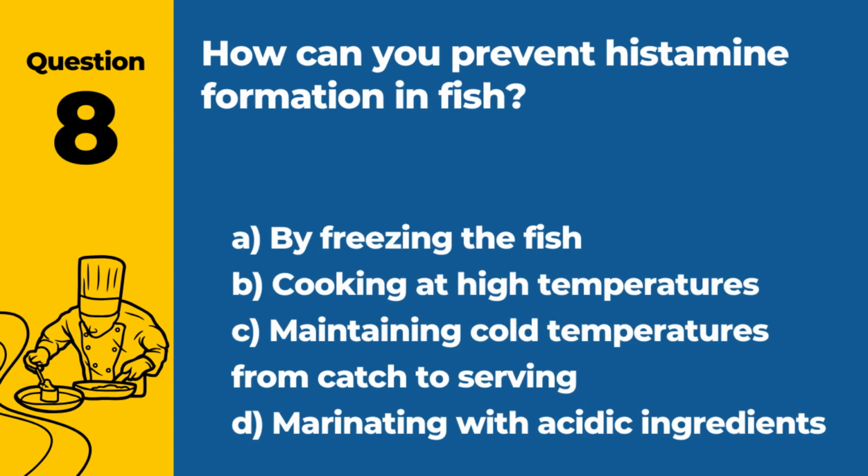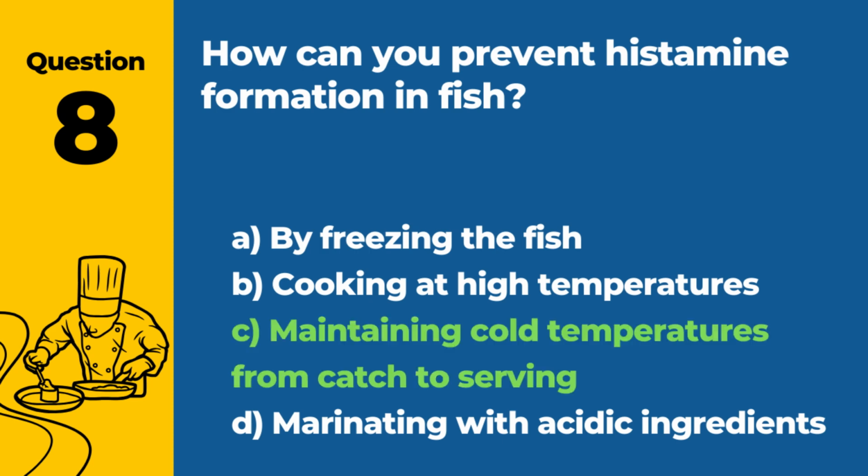Question 8. How can you prevent histamine formation in fish? A. By freezing the fish. B. Cooking at high temperatures. C. Maintaining cold temperatures from catch to serving. D. Marinating with acidic ingredients.